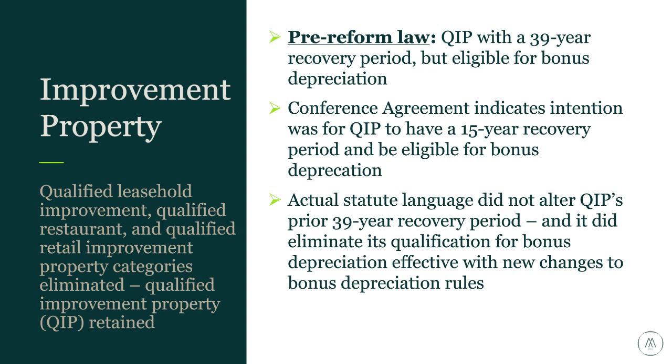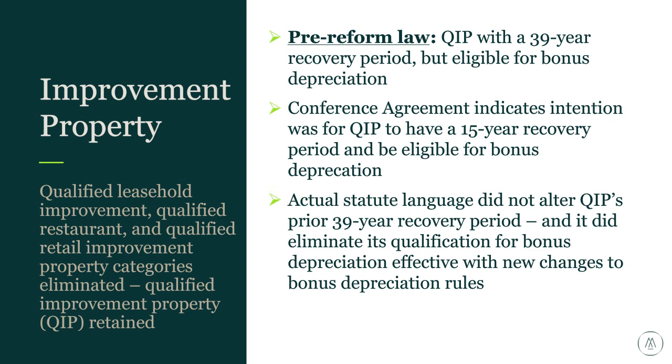Now, QIP has had a 39-year recovery period where the others had 15, and the goal was to drop the 39-year recovery period to 15 years, and the property was to remain eligible for bonus depreciation. However, the statute as written does not reflect this goal, and what we're left with is a 39-year recovery period and no bonus depreciation for any improvement property going forward. Now, this is one item that's received a lot of attention, and it's very possible we will get a technical correction because it very much goes against what was in the conference agreement. But again, we'll have to wait and see when that can be passed by Congress.